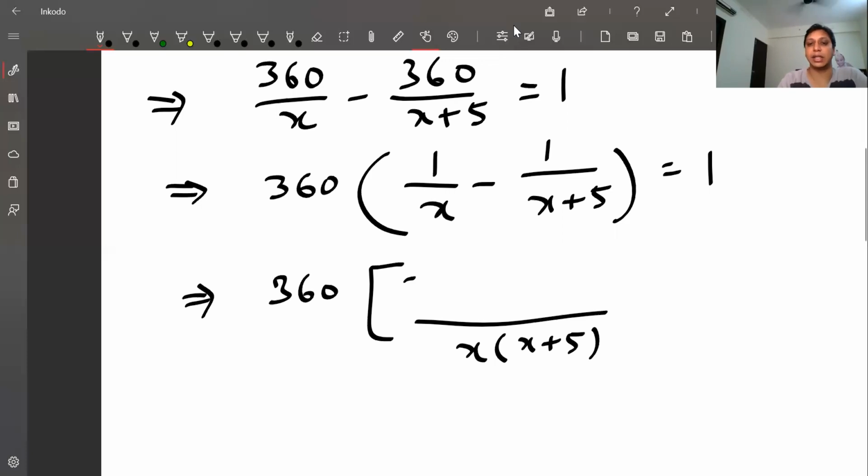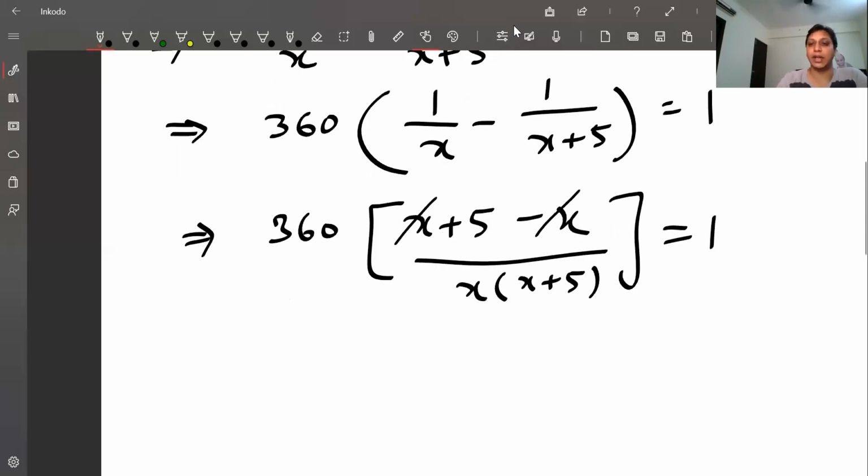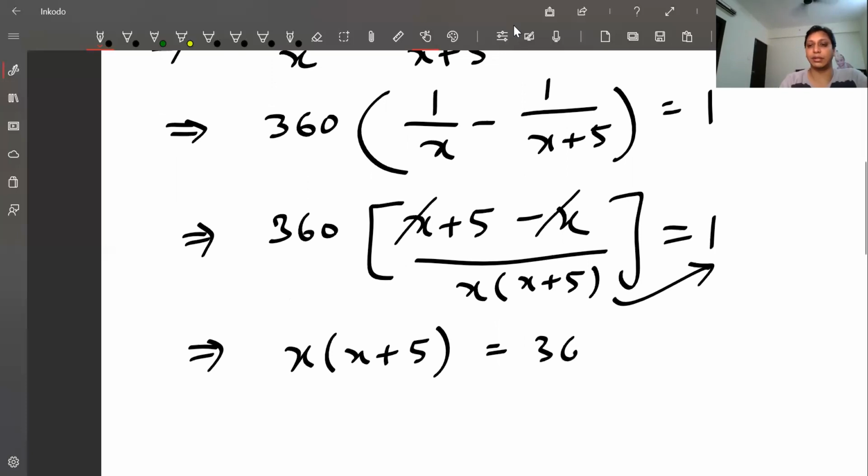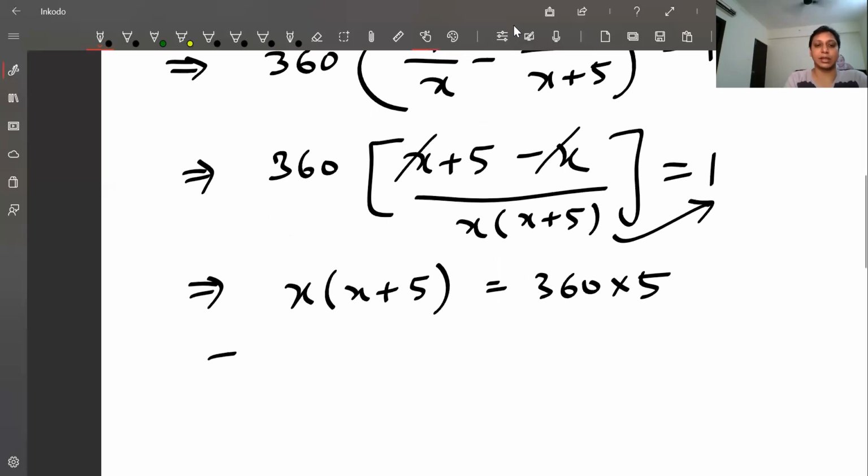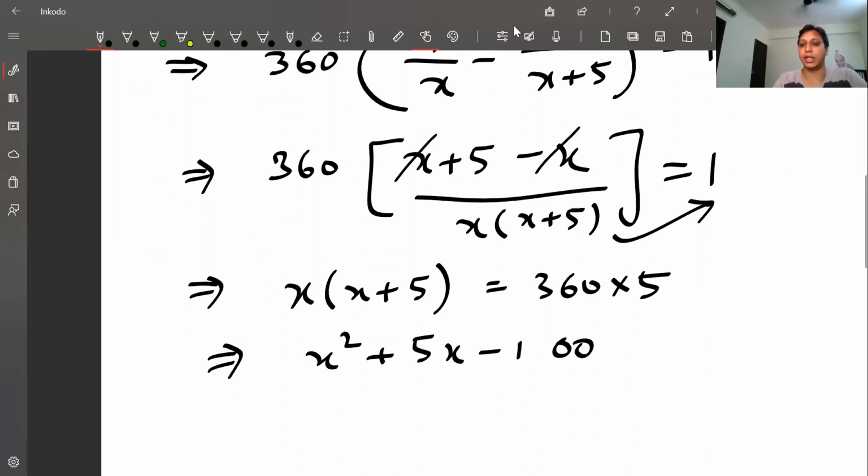So the minus x and the plus x get cancelled. And when you take the denominator to the other side, it gives us x bracket x plus 5 equal to 360 into 5. Okay, so which will give us x square, when you do the distributive property, plus 5x, and how much is 360 into 5? 0, 6 5s are 30, 3 carry, 5 3s are 15, so 1800 is what we are getting.